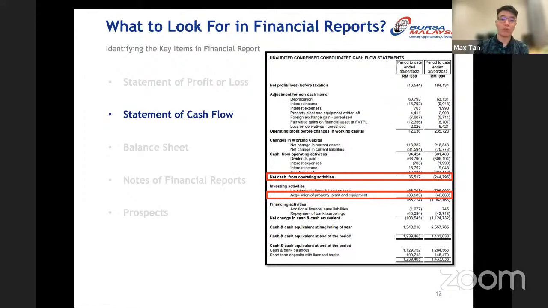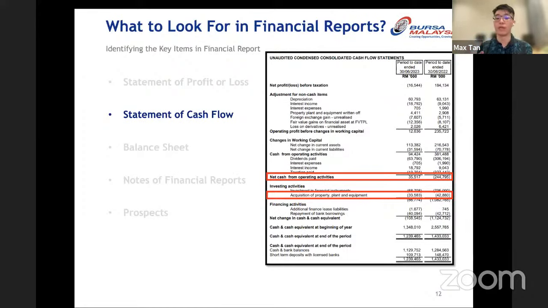But in the quarterly report, normally they do not show that. They only show you one line: CapEx involved 30-something million. They do not break it down into whether it's property or machinery. So you as an investor, you need to be sharp enough to constantly follow up.